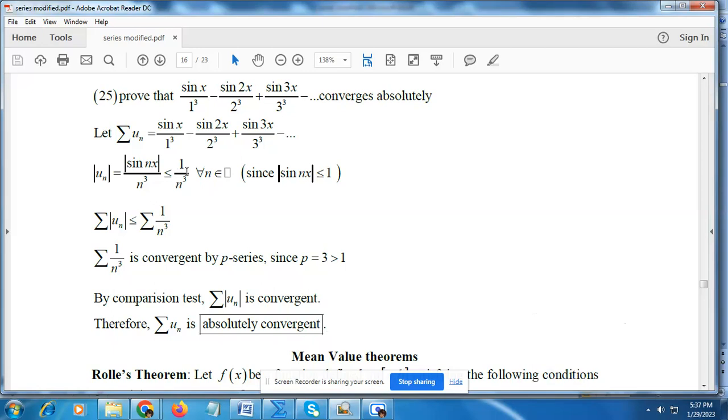Why do we use this inequality? By using this inequality, we can give a conclusion of convergence. Since modulus sin nx is less than or equal to 1, sin A is bounded between minus 1 and plus 1. That's why we use this. Okay. Thank you very much.